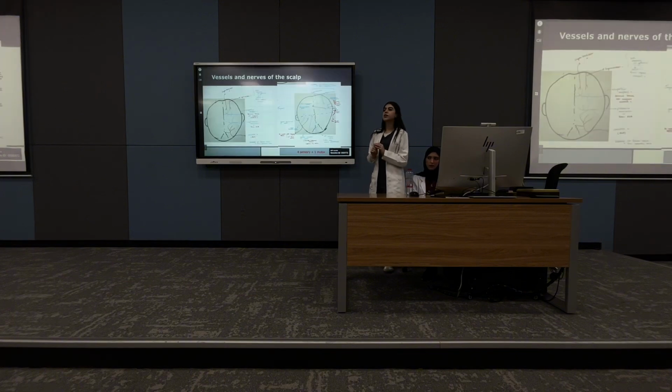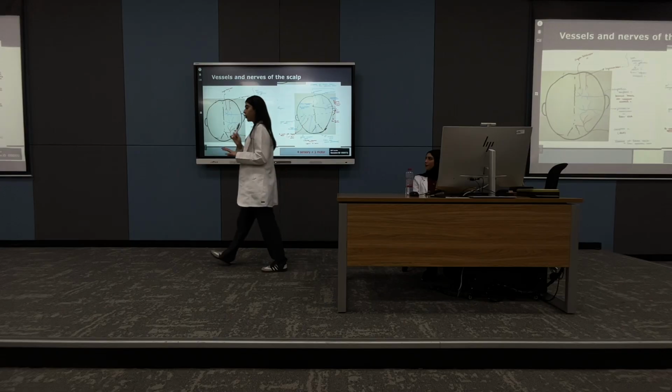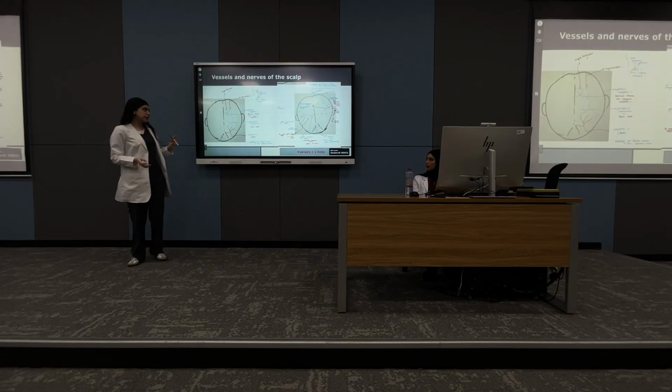Okay, the vessels and the nerves of the scalp, the arteries and the veins. This is very important. You need to know where they are and what they supply. I drew these and it helped me understand. I'm going to upload the slides and you will understand from each and every one of them where the nerves are located. I'm going to start with the arteries.